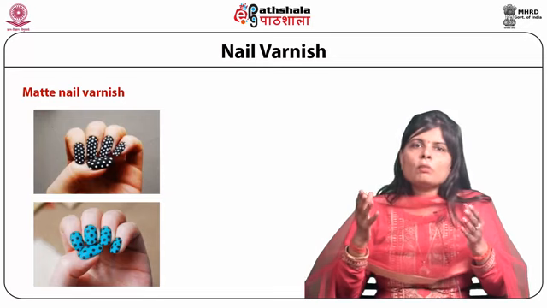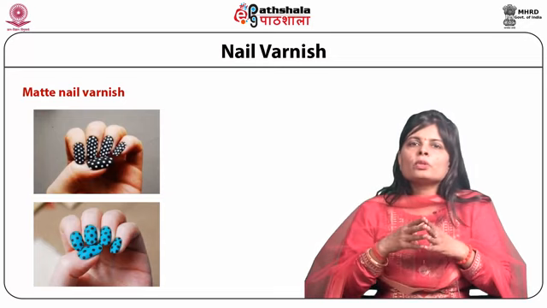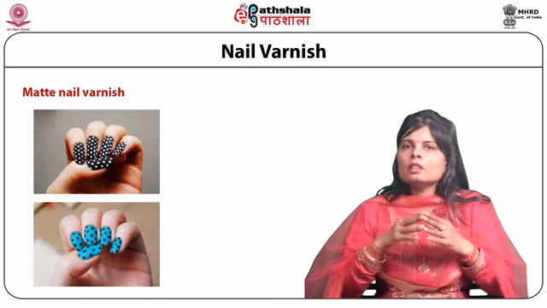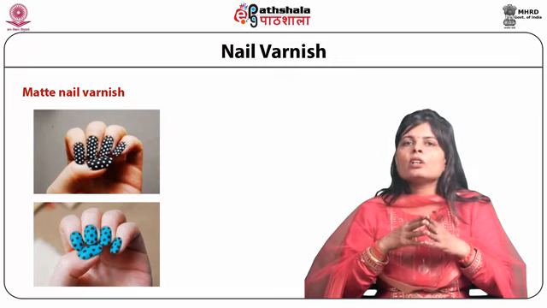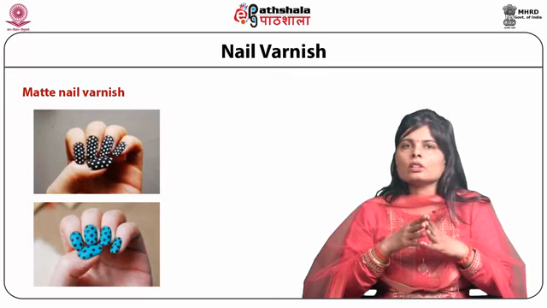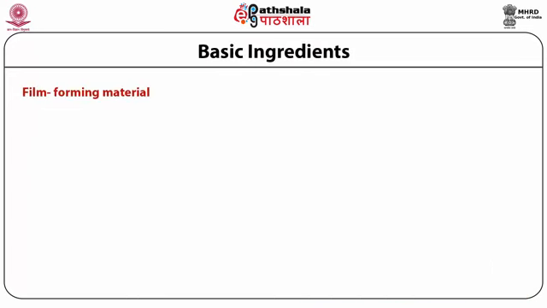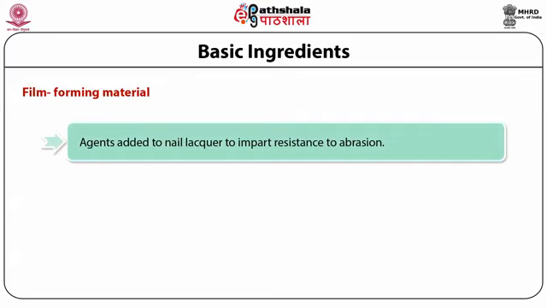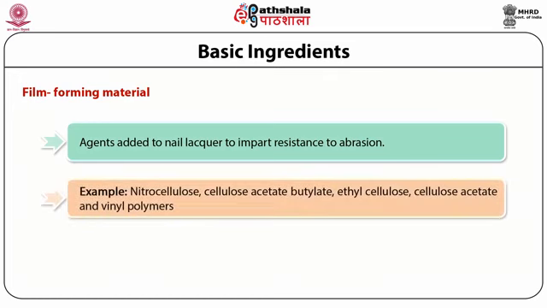These types of nail polish are capable of producing different appearances. These types of nail polish comprise stearalkonium hectorite, which is a thickening agent. Film forming materials. These agents are added to nail lacquer to impart resistance to abrasion. Nitrocellulose is an example of a film former, which is a cellulose nitrate and produces a tough, hard and water-resistant film.